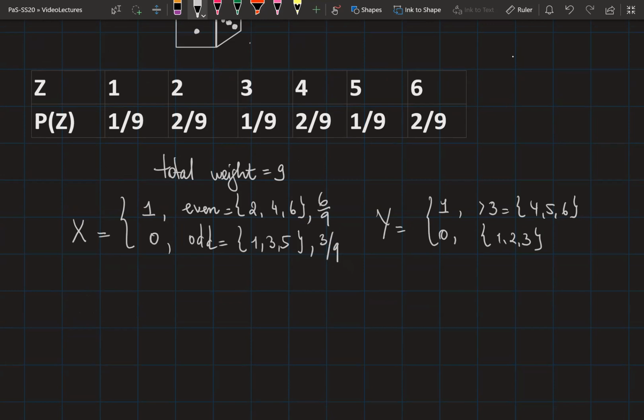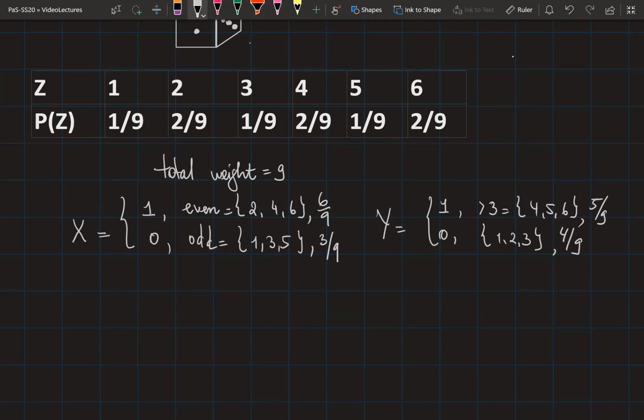And again, the probability of y equal to 1 is basically the probability of getting a number more than 3, which is going to be 5 over 9. And the probability of getting a number less than or equal to 3 is going to be 1 plus 2 plus 1, which is equal to 4 over 9.